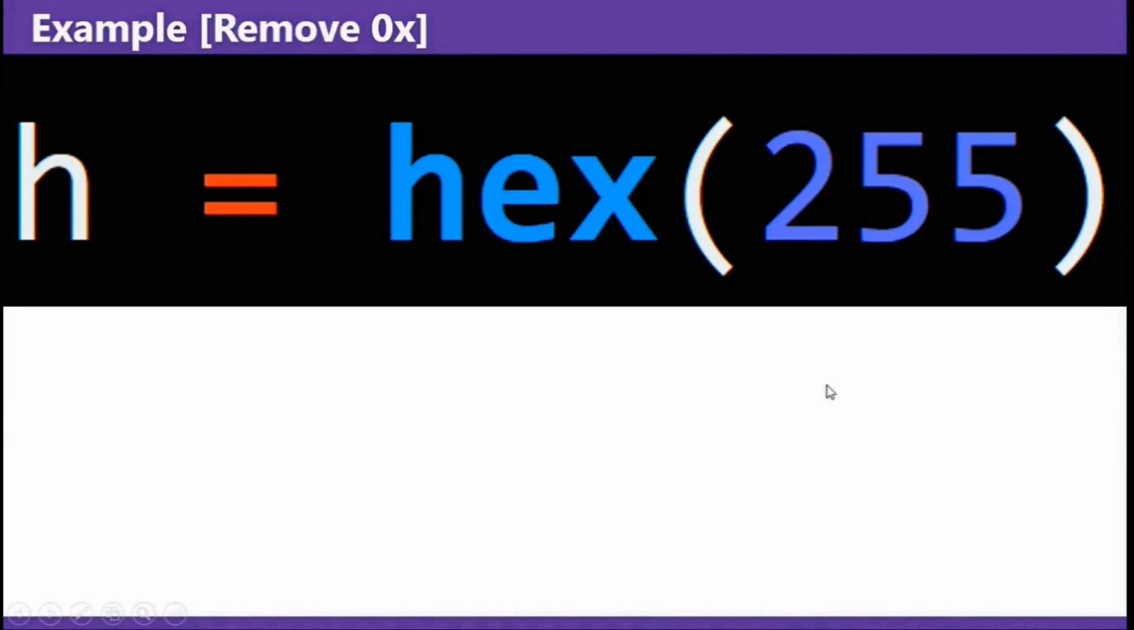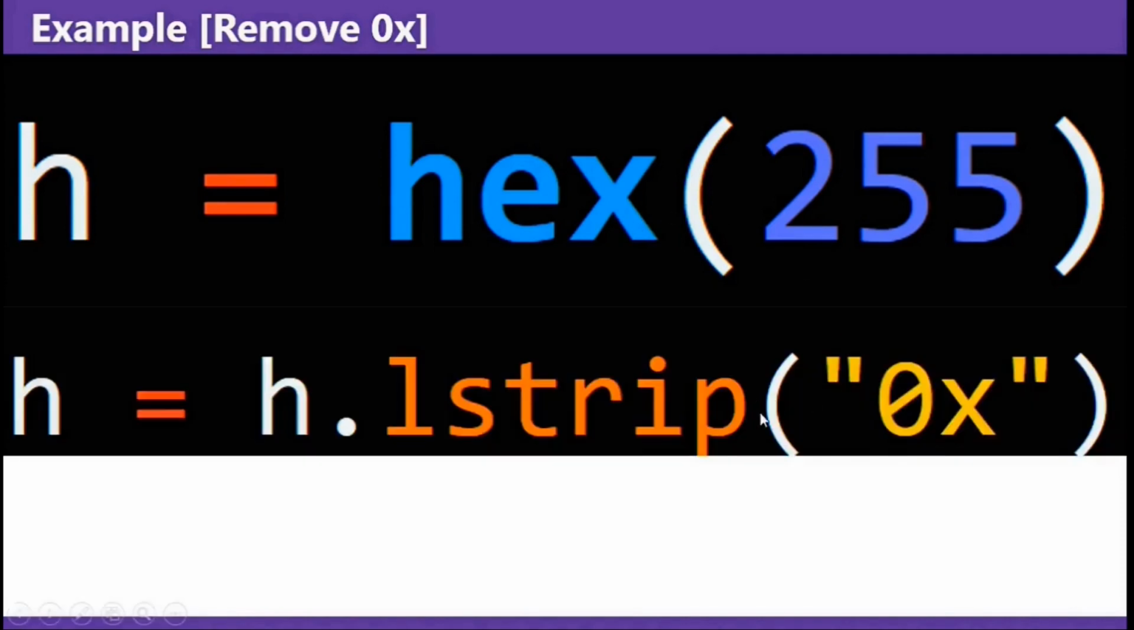Okay, in my opinion, you're removing an exact string from the start of a string. The best solution is call lstrip on it and pass in 0x.